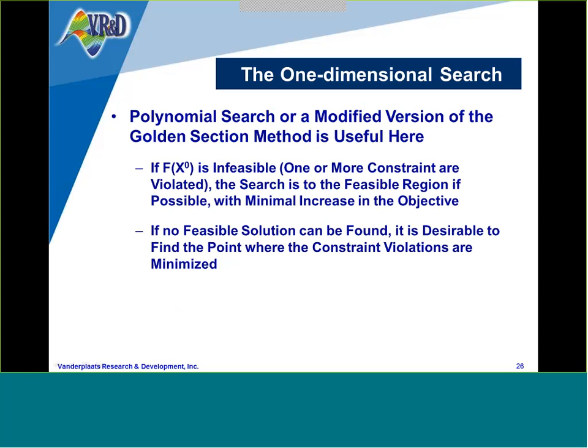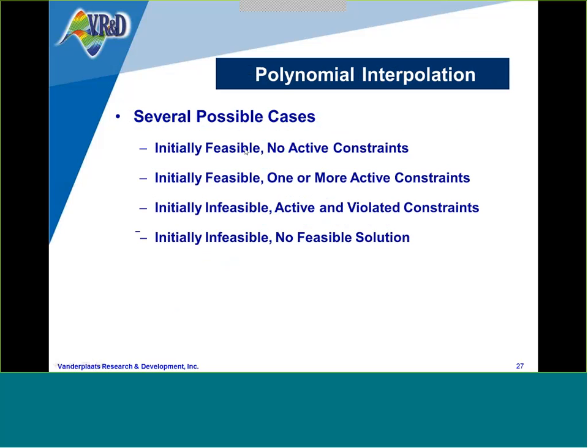There are two methods. One that we use a lot is polynomial search. Another is golden section. If the design is infeasible, we search for a feasible region if possible with a minimum increase in the objective. If we can't find a feasible solution, we want to find a point where the constraint violations are minimized. Several possible cases. Initially feasible with no active constraints. That was like the little boy on the hill. Initially feasible with one or more active constraints. Perhaps infeasible, we have a violated constraint. And we may be infeasible and not be able to find a feasible solution.